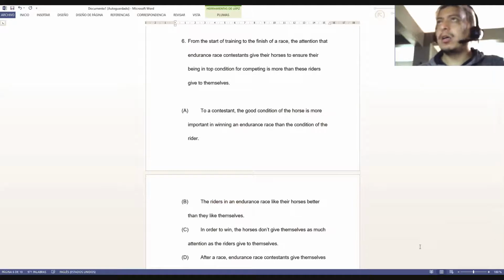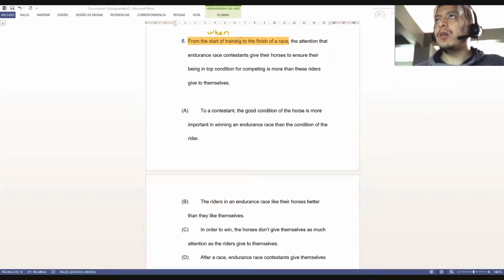So let's check. Who is the subject? "From the start of training to the finish of a race," comma. This is not the subject. If you have something and then a comma, this is possibly just an adverbial phrase. This is telling you when or how or why. In reality, this is just telling you when.